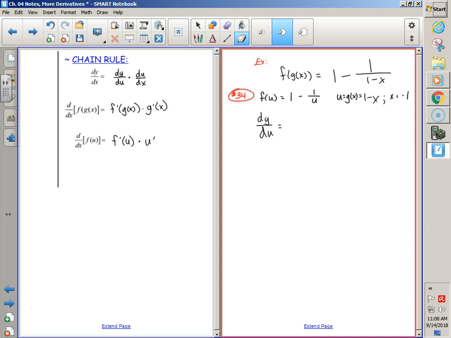U to the negative 1. And so I said minus u to the negative 1. I brought down the negative 1, made it a positive, and I got u to the negative 2. Okay, anyway, long story short, that's dy du. How do you find du dx?